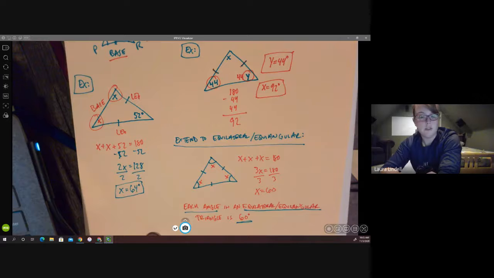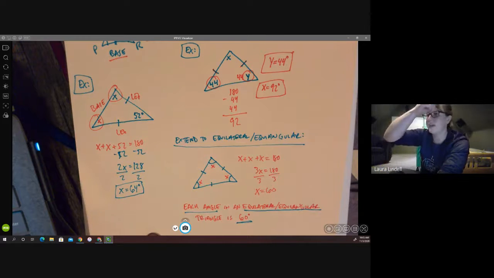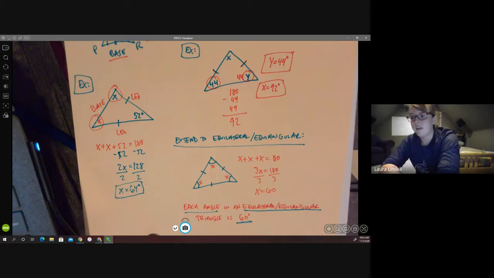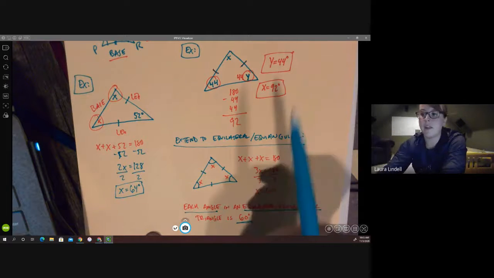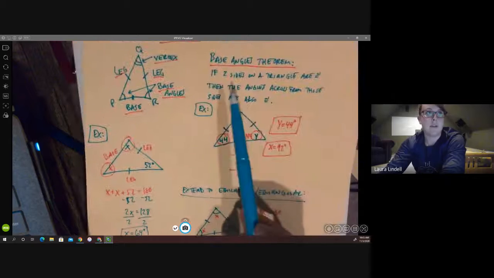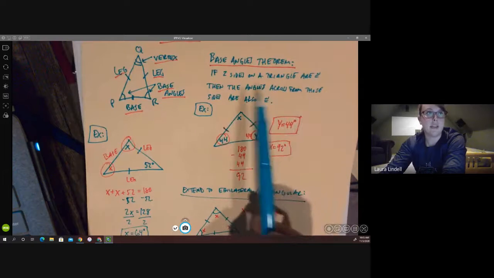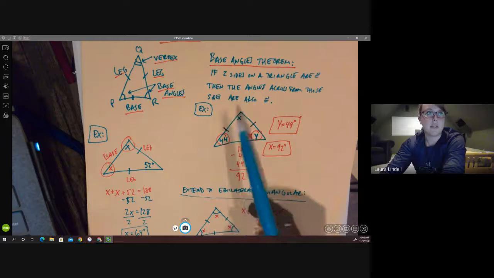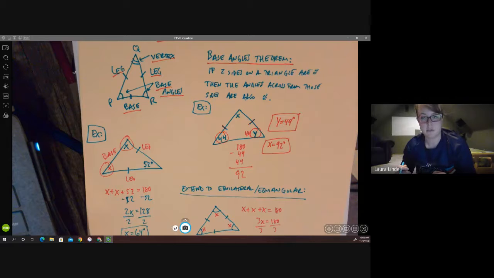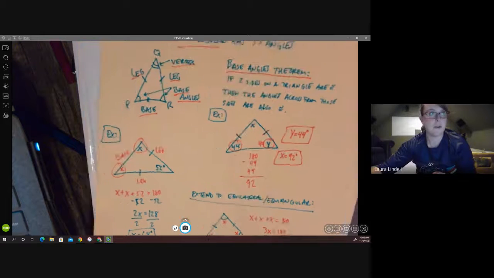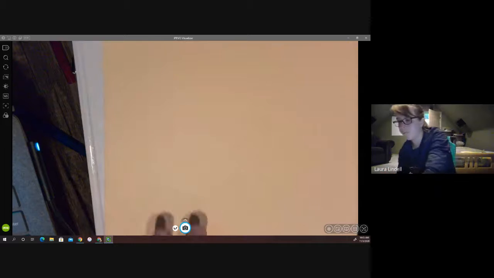Okay. Then the last thing we have to do today is talk about the converse to the base angles theorem. The converse is just switching it around. Instead of saying, like we did up here, if two sides are congruent, then the angles are congruent, we're saying now for the converse, if two angles are congruent, then the sides across from them are also congruent. So that's where we're headed here.